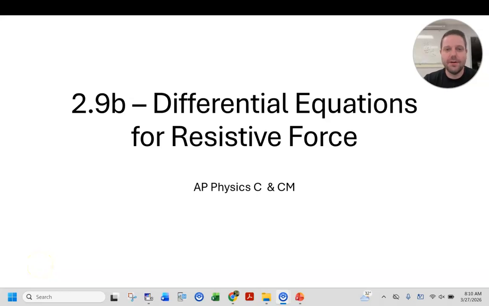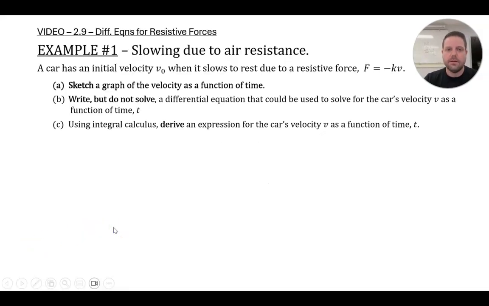All right, welcome. In today's video, we're going to look at differential equations with resistive forces. We're going to do two examples. The first one's going to be if you have a car that's initially moving with some speed v naught, and it's going to slow down to rest due to air resistance, which is a type of resistive force. This resistive force is going to be defined as negative kV, where k is some constant and v is the instantaneous speed of the car at any given moment.